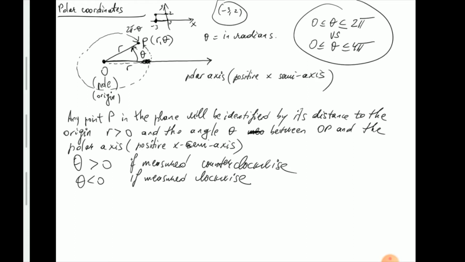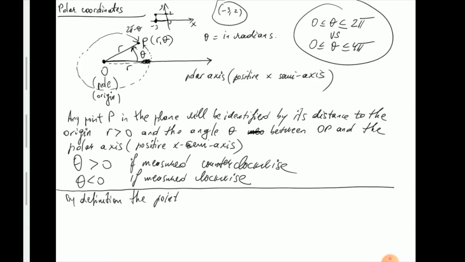But there is also, by convention, a meaning attached to a negative r, which I don't actually use too often because it's not strictly necessary in many problems, but you need to know about this convention in case you see it. So, by definition, the point of polar coordinates (minus r, theta) is the point symmetric to the point (r, theta) on the same line.